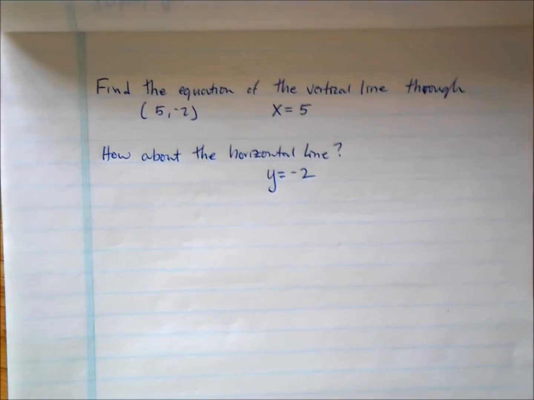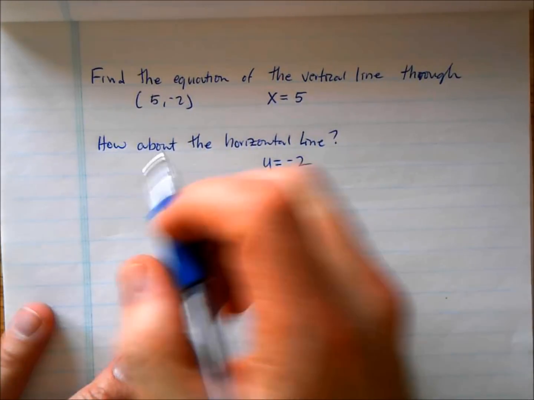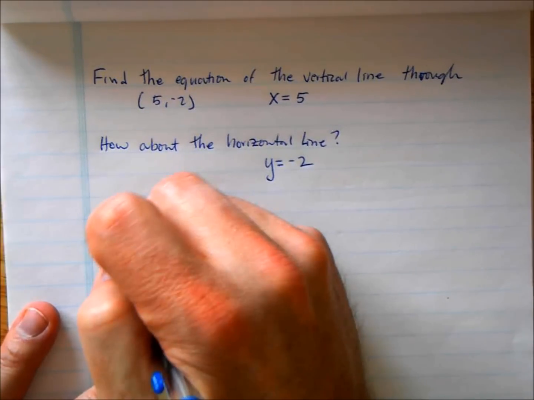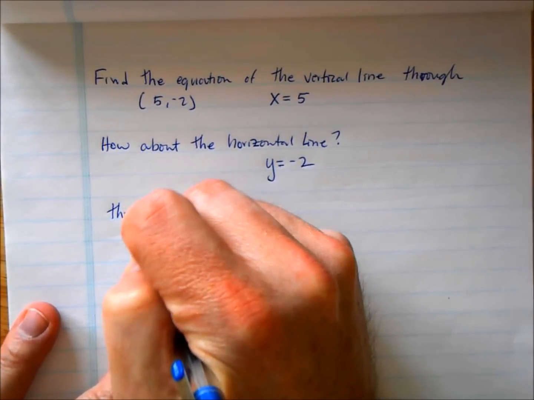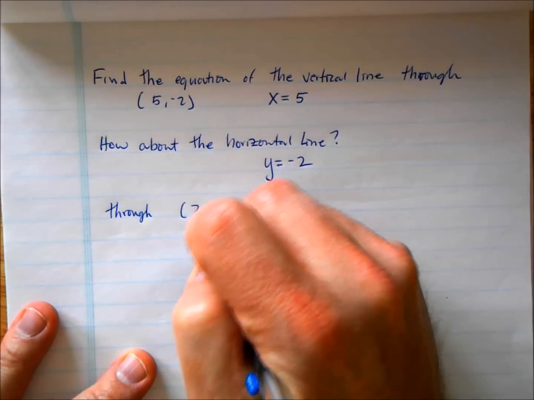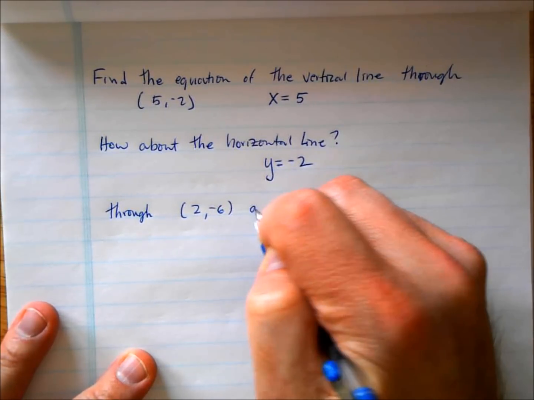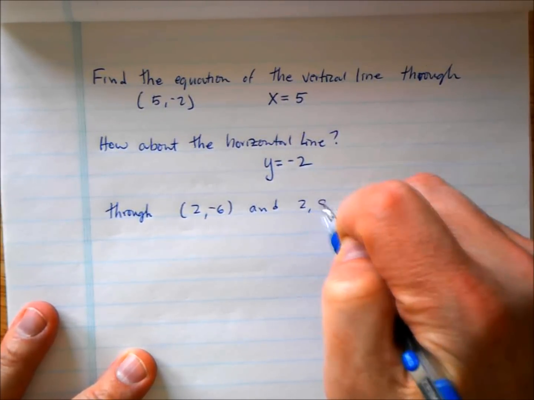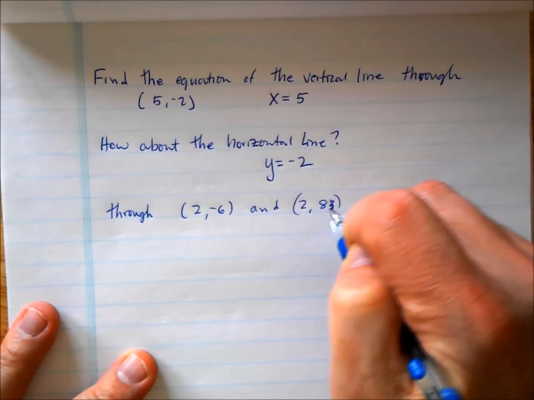Now, the problems might not be so obvious as that. It might be, find the equation of the line through (2, -6) and (2, 8). Oops, a little extra bracket there. Ignore that.